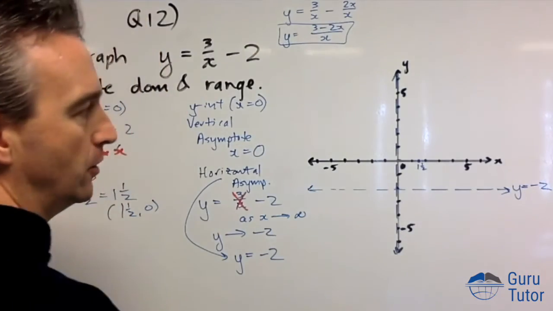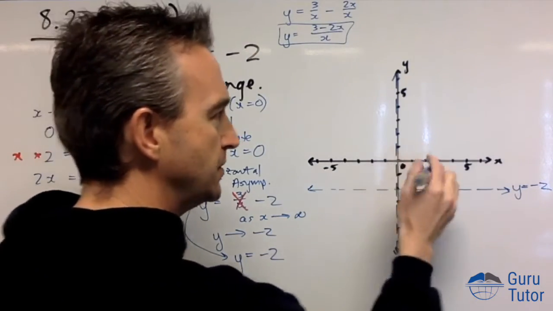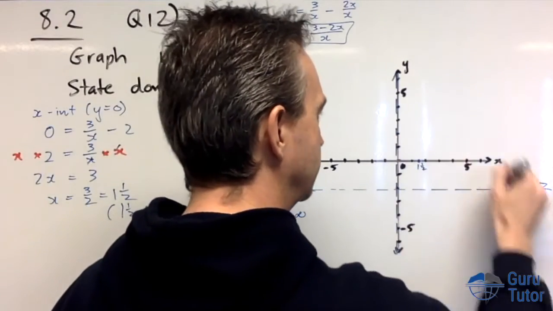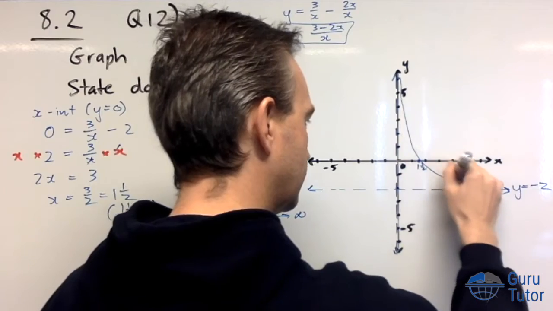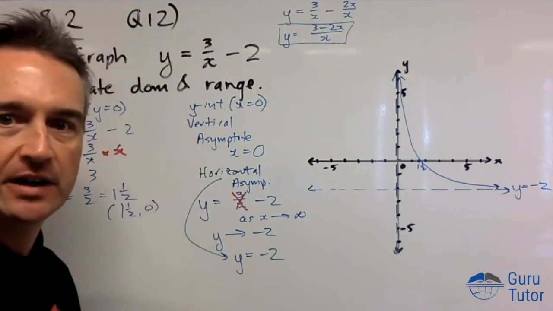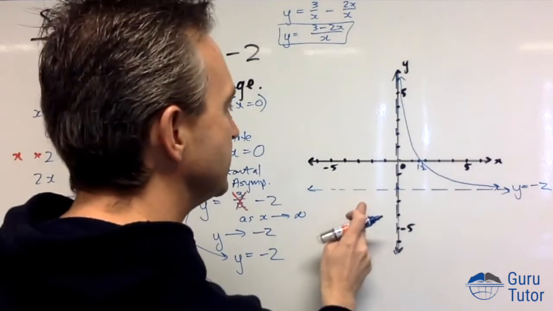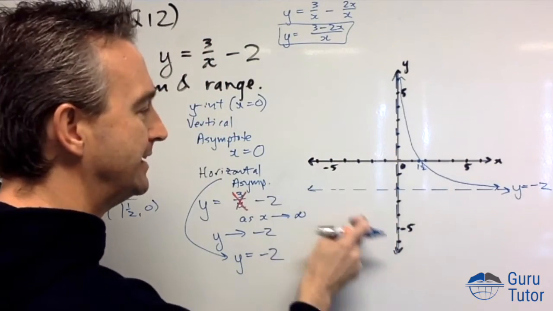So what's it going to look like? Since it can't cross any of these dotted lines and it goes through there, obviously one branch is going to look like that. Remember, it approaches the asymptotes but never actually touches them. Where else is it going to be? Did we get an x-intercept here? No, we didn't, so obviously it's going to be down here.